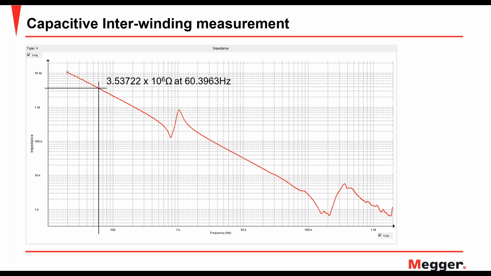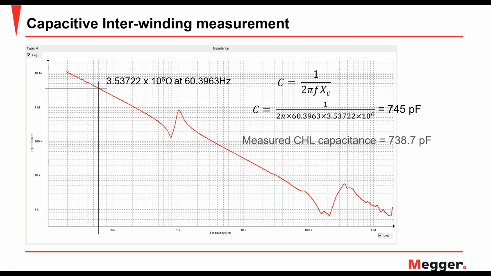Now, from this value, we can determine what the capacitance is, because through this formula, the capacitance value that we calculate is 745 picofarads. Now, when a power factor test was done on this transformer, the measured interwinding capacitance was 738.7 picofarads. That's pretty close to the value that we determined from the SFRA measurement.